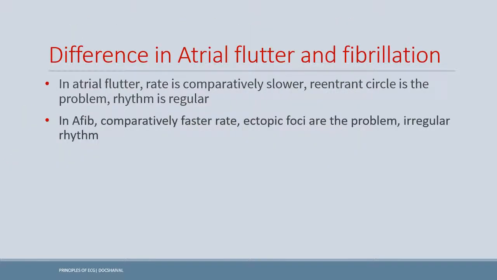Okay, now the basic difference between atrial flutter and fibrillation, yes, we have already discussed in the whole lecture, is that the rate of the atrial flutter is slower and it is more regular. And the main pathology is the reentrant circuit problem. While in the atrial fibrillation, it is faster, around 400 to 600, while 350 to 450 in atrial flutter. And the problem in the atrial fibrillation is ectopic foci, and the rhythm is usually irregular.